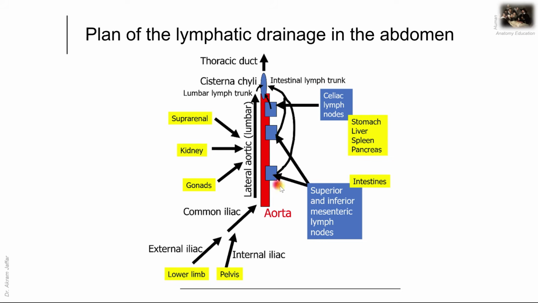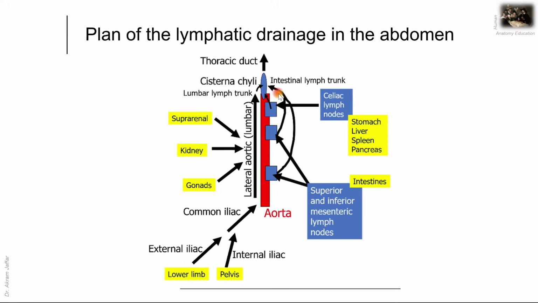Then the lymph nodes of the pre-aortic group, the inferior and superior mesenteric lymph nodes and the celiac lymph nodes, they are actually draining derivatives of the gut: the stomach, the liver, the spleen and pancreas from the foregut, and the intestines from the midgut and the hindgut. They will together form an intestinal lymph trunk.